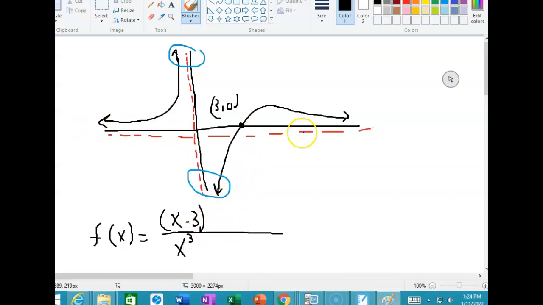I got y equals 0 because the power on the bottom is more than the top. And then I got, going through the point 3, 0. And then I've got to be thinking, is that just it? Just x minus 3 divided by x cubed? Is there any other information here?